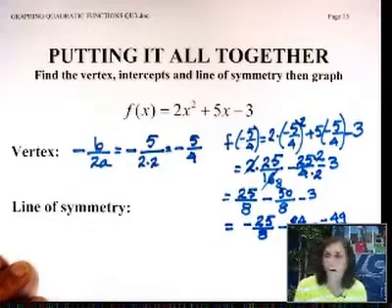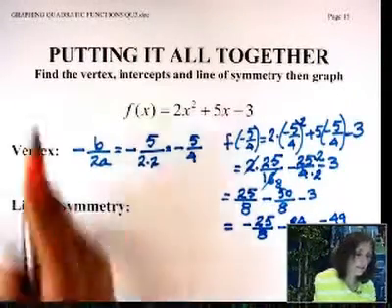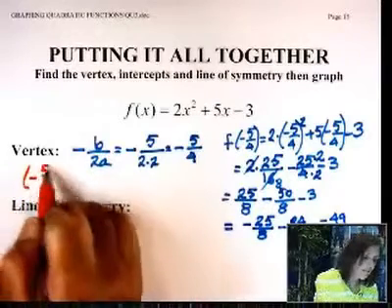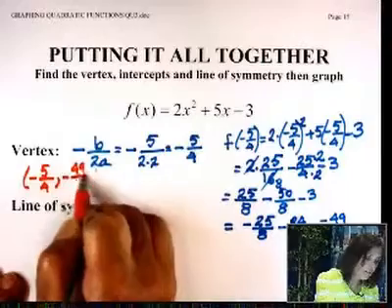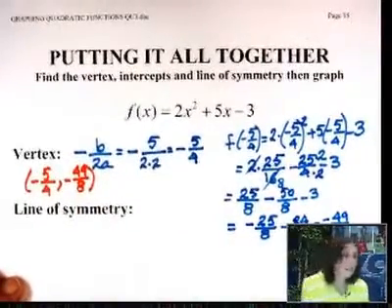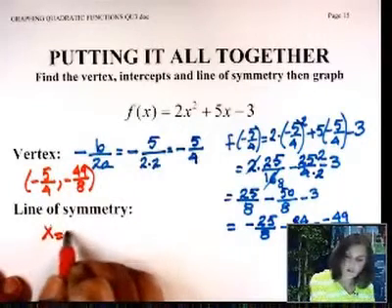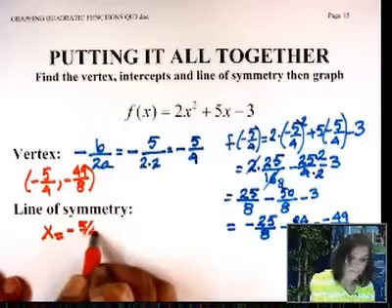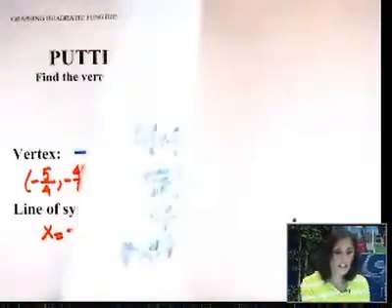So you're going to get negative 49 over 8. Okay? That's my vertex. So my vertex is negative 5 over 4, negative 49 over 8. Line of symmetry. How am I going to find my line of symmetry? That's the x-coordinate of my vertex. X equals negative 5 over 4. All right, so let's go to the next step.